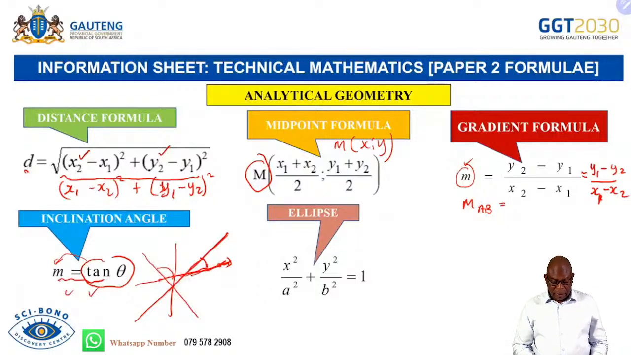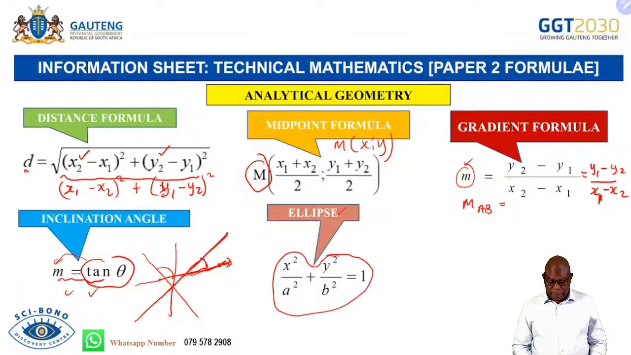We are having an ellipse that we're also going to be working with. The formula will always be given to you. So in other words, you're having x squared over a squared plus y squared over b squared equals 1. So that's the formula for the ellipse.